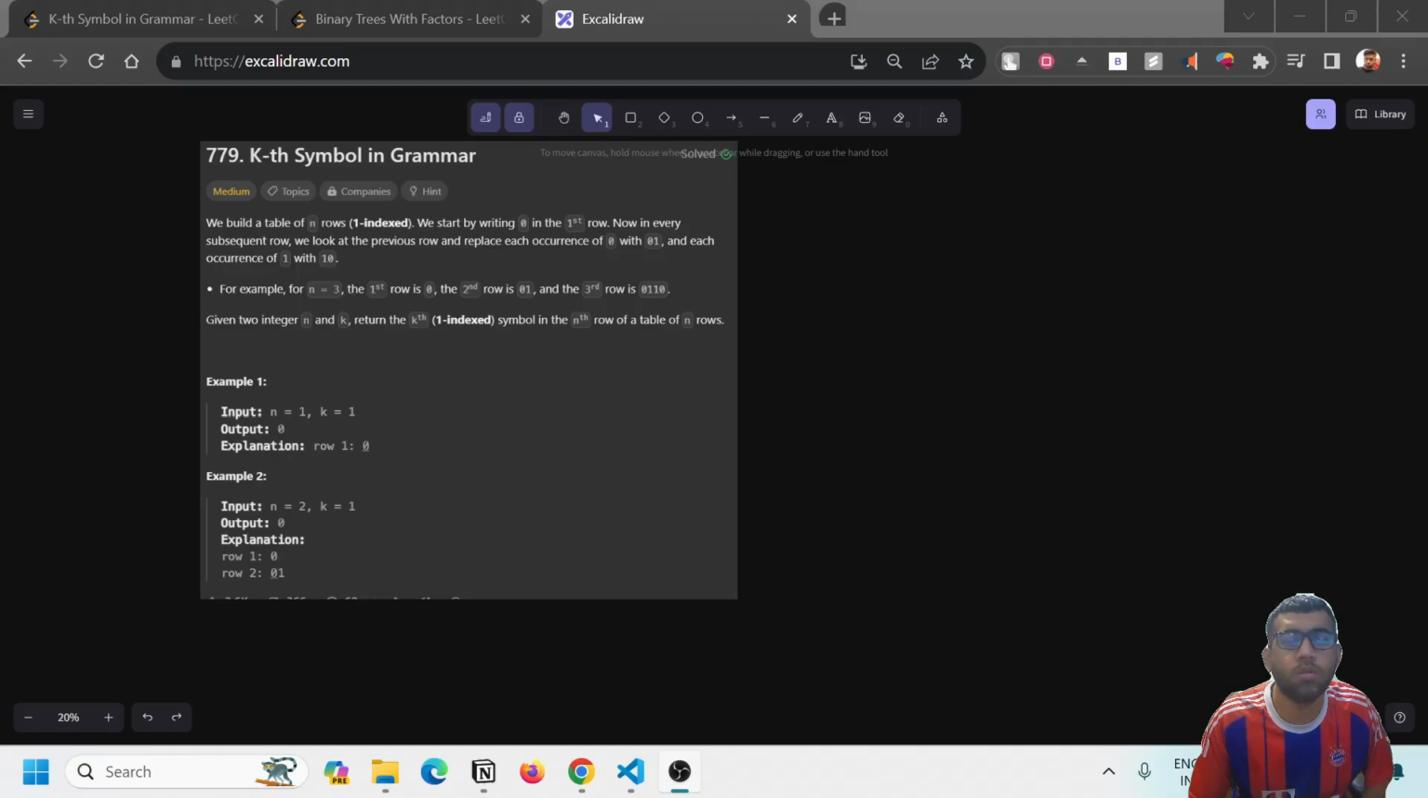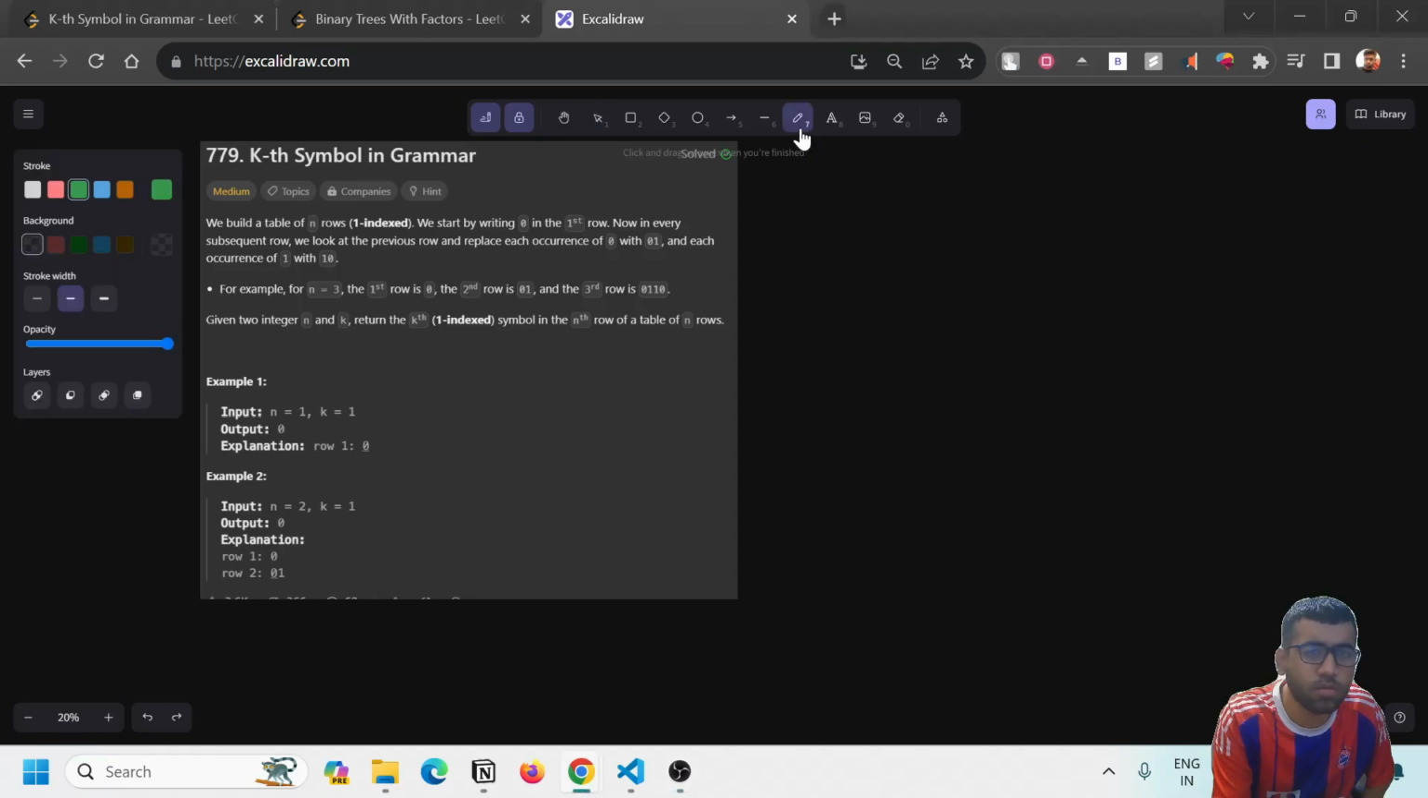Okay, so today we're going to solve the question that is K-th Symbol in Grammar. So let's read the question. What does the question say? We build a table of n rows, one indexed. So if you're given n, like 5, then it's 1, 2, 3, 4, 5. These are 5 rows. We start by writing 0 in the first row. So we take 0 in the first row.